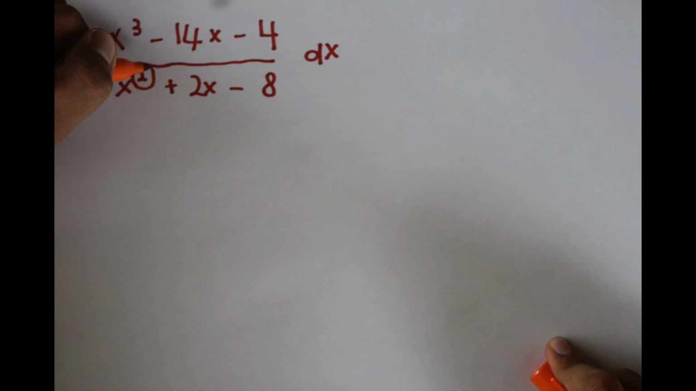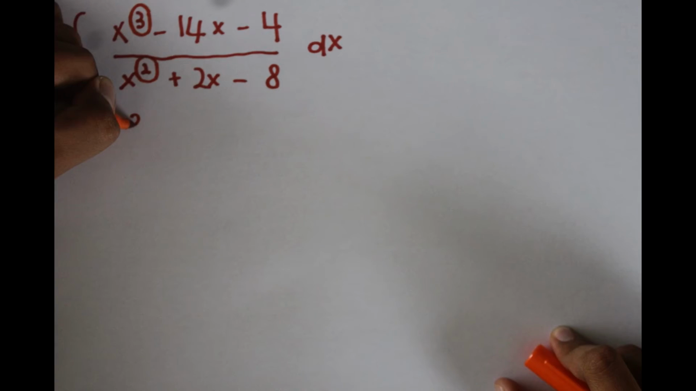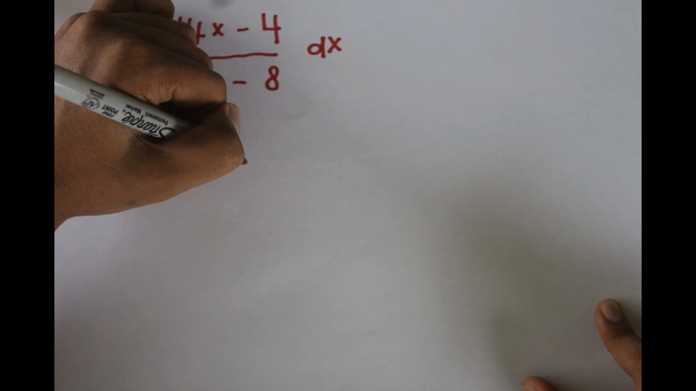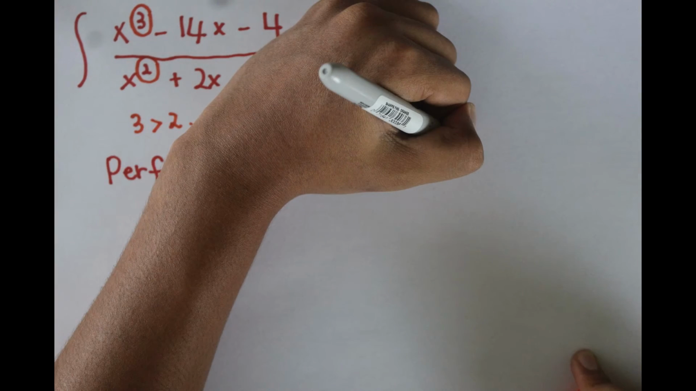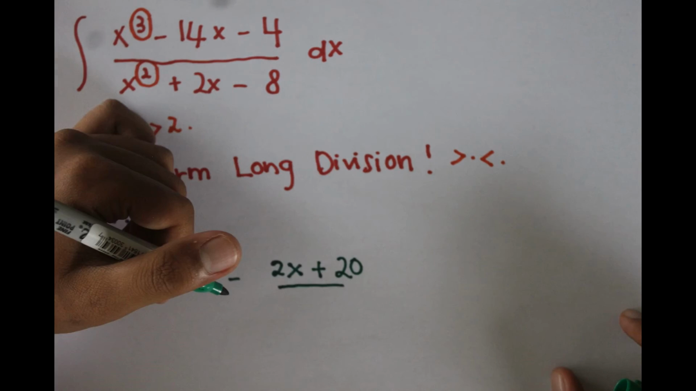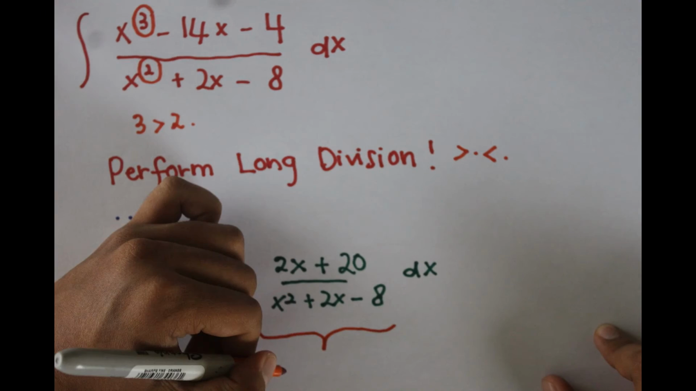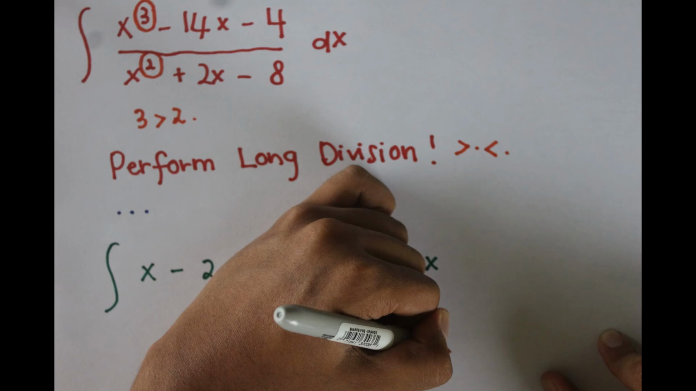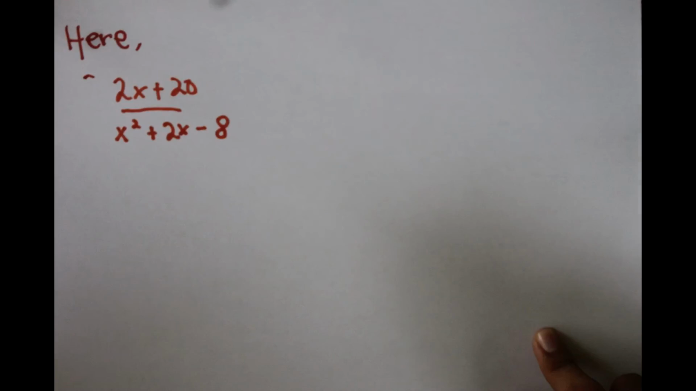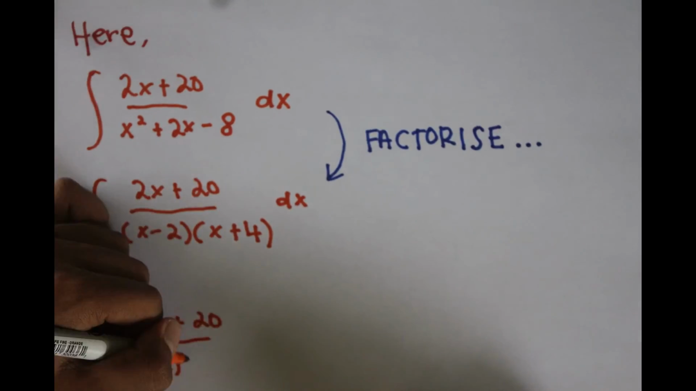In this question, you can see that the highest degree of the numerator is bigger than the highest degree of the denominator. So all you have to do is perform long division and you will get a new equation. From the new equation, you can see that the third term is 2x plus 20 over x squared plus 2x minus 8, and this is the term that you can perform partial fractions on. So from there, you will get a over x minus 2 plus b over x plus 4.